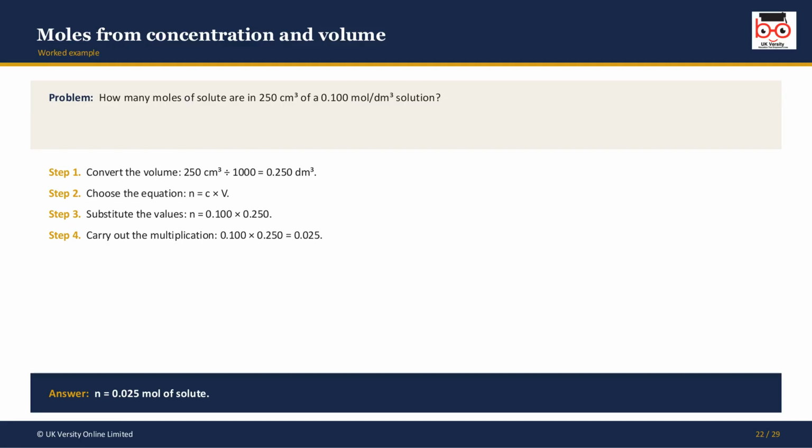Now let's find moles from a concentration and volume. How many moles of solute are in 250 cubic centimeters of a 0.100 moles per dm³ solution? First, convert the volume. 250 cubic centimeters divided by 1,000 is 0.250 dm³. Then choose N equals C times V. Substitute: N equals 0.100 times 0.250. That multiplication gives 0.025, so there are 0.025 moles of solute.